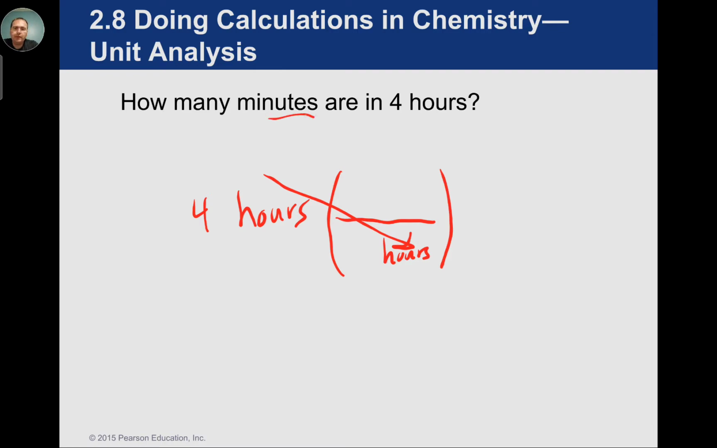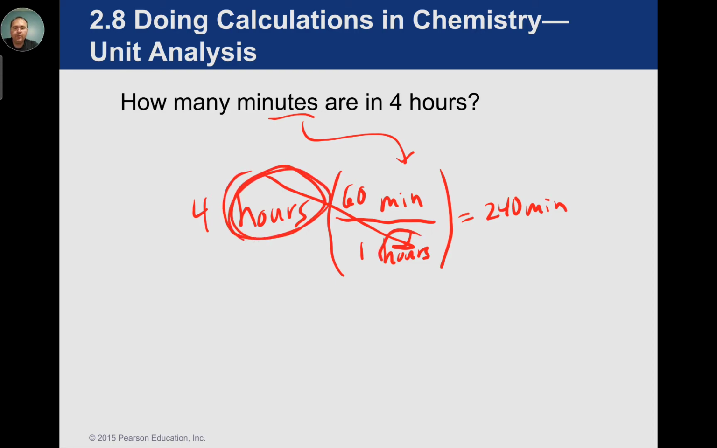What we want is minutes. And if we're lucky, we can put that on top, and that's only if we know a relationship between the two. If we don't, we may have to have a second conversion factor to cancel units again. But in this case, we know that in 1 hour there are 60 minutes. And that's enough to multiply and get 240 minutes. So this is called unit cancellation, this ability to have a unit on top and then cancel with the unit on bottom. If you can do that well, you can survive the next 3 chapters.